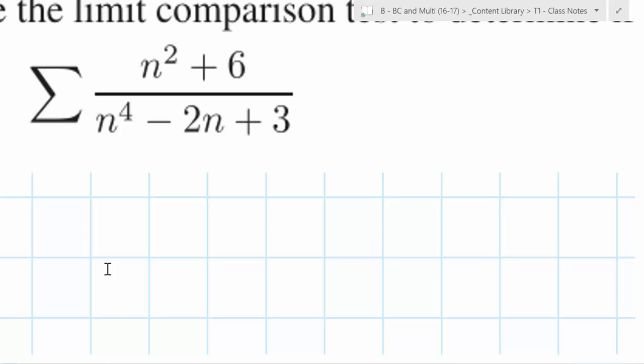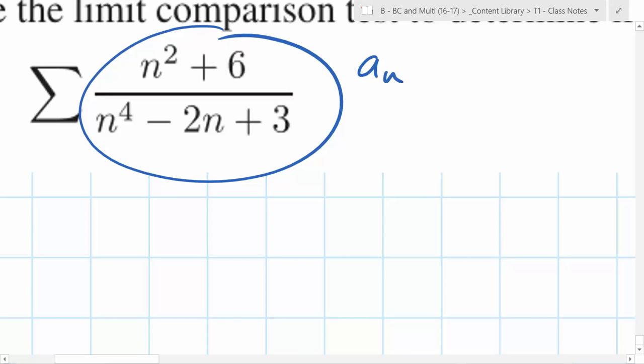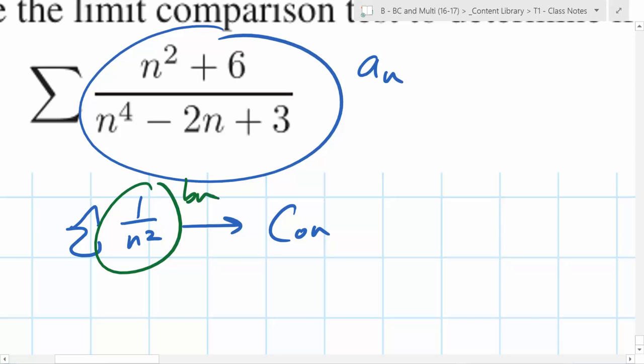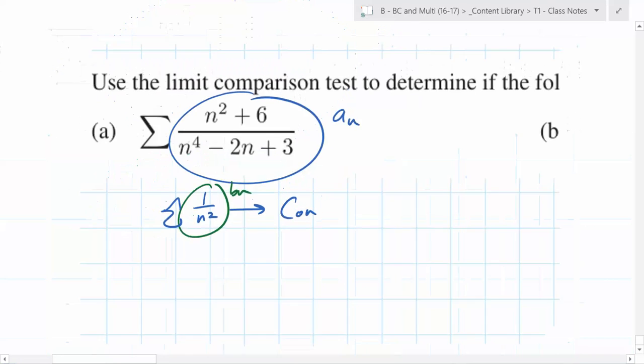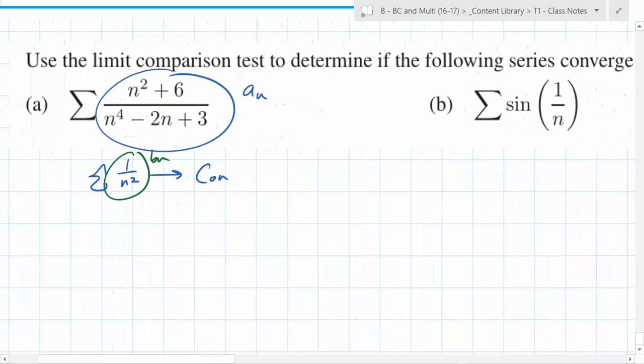So what do you do instead? I'm going to call this an, okay? That whole thing. Can you tell me what 1 over n squared does? Does that converge or diverge? That converges. I'm going to call this bn. If I do that, I'm going to look at this limit right here. It looks nasty, but it simplifies real nice.